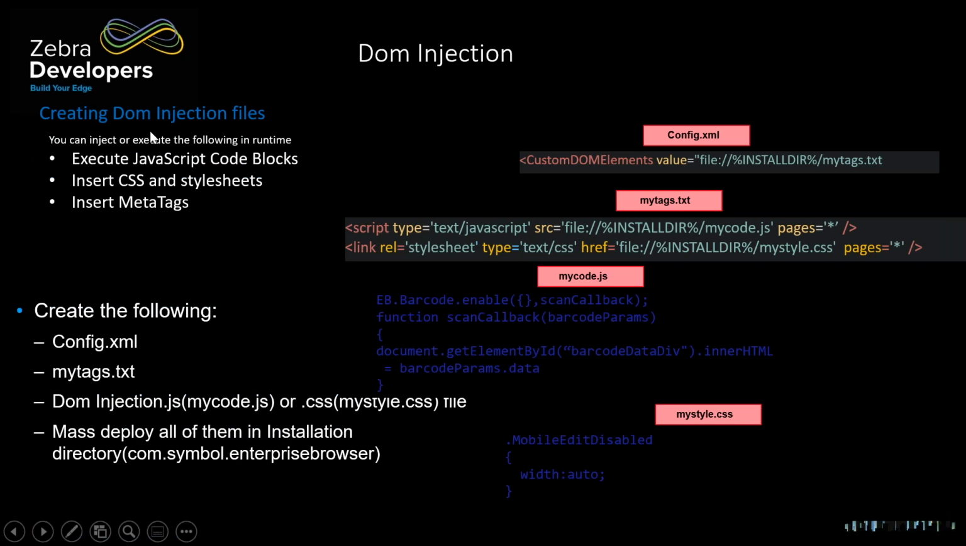Okay, this is how you create the DOM injection files. In the EB configuration XML, you set the text file, and in the text file you give the JS file and CSS file, and you can mention which particular pages. If it is all, then on all the pages this particular script will get injected accordingly.